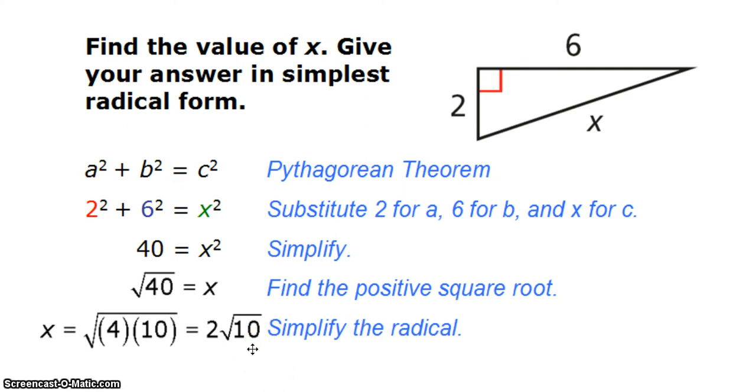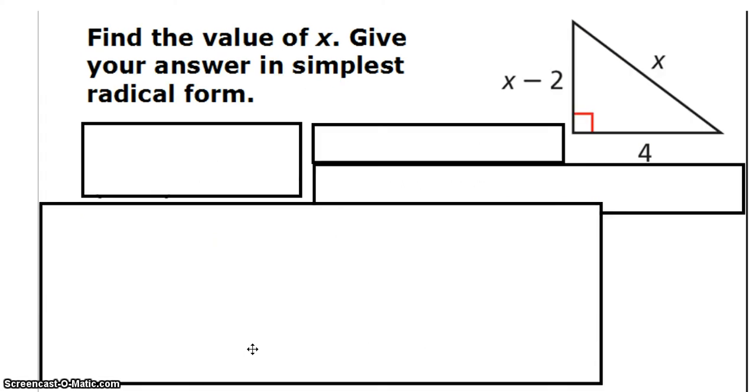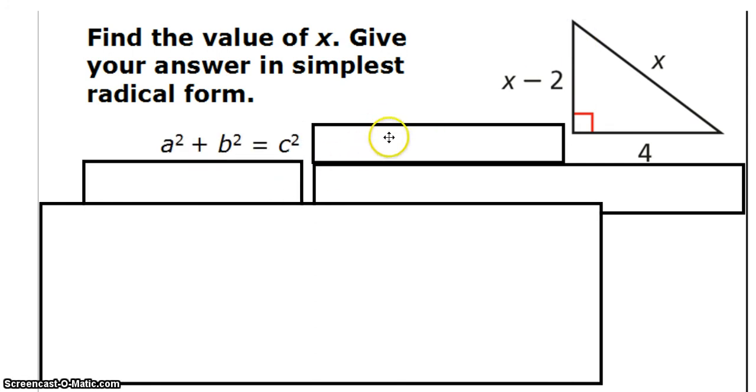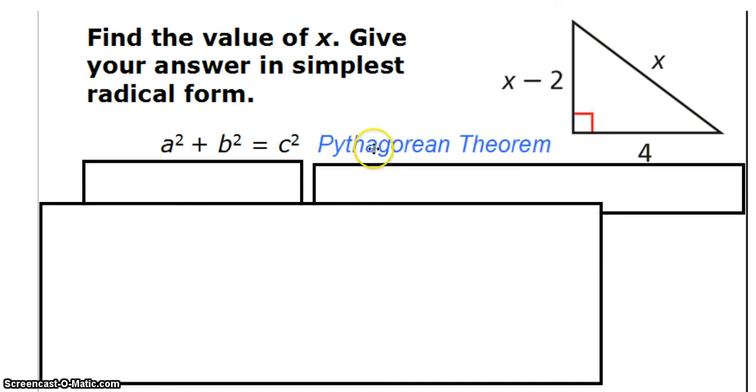Okay, if you need to pause the video, do that. Make sure you understand the reasoning. Finding the value of x, give your answer in simplest radical form. So in this case, we have an expression for one leg, and we have x as the hypotenuse. So once again, we can use a squared plus b squared equals c squared. Due to the right angle, we know we have a right triangle. We can use the Pythagorean theorem.